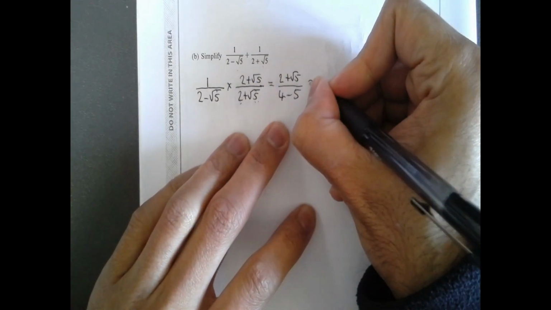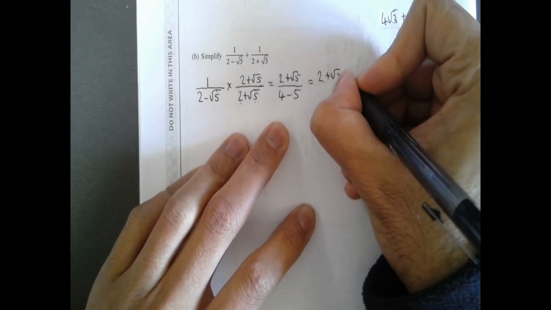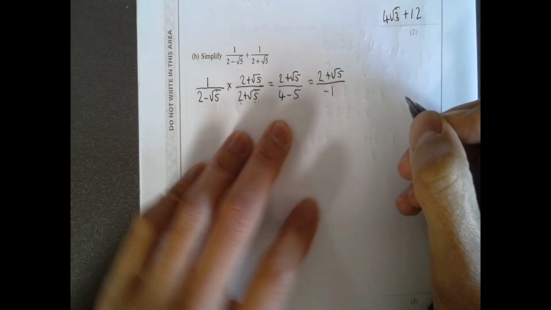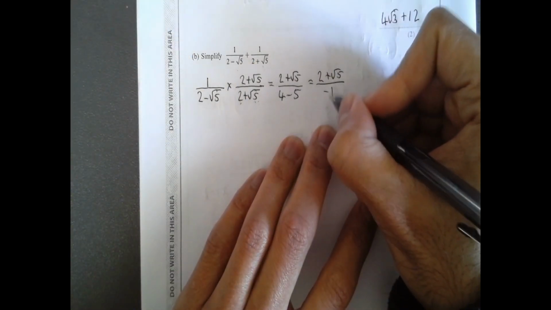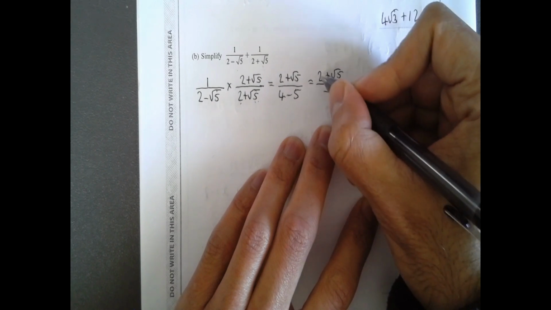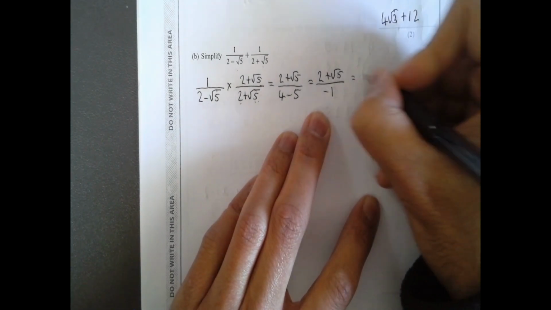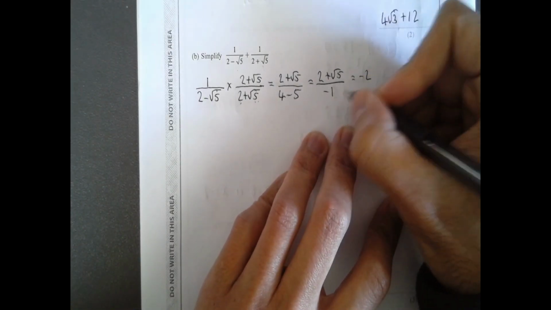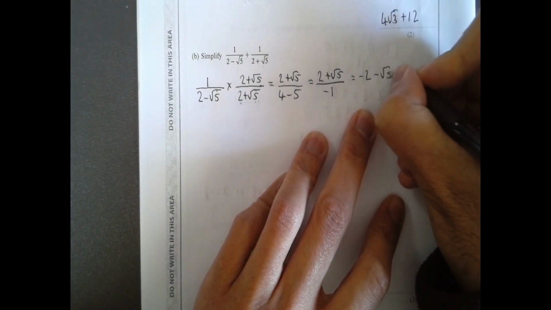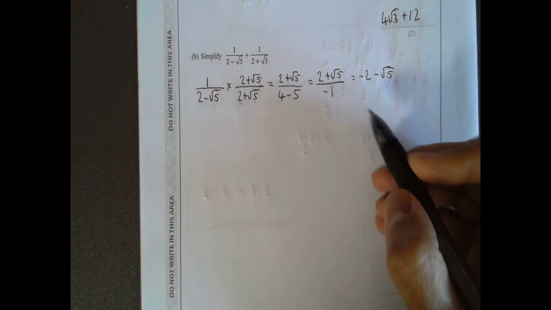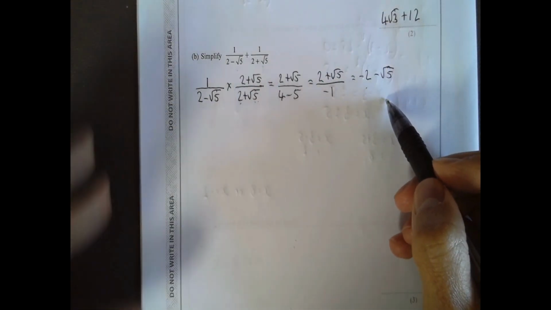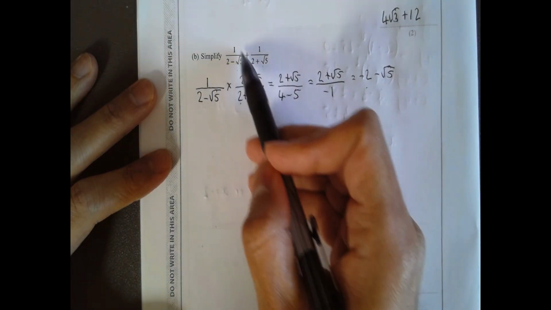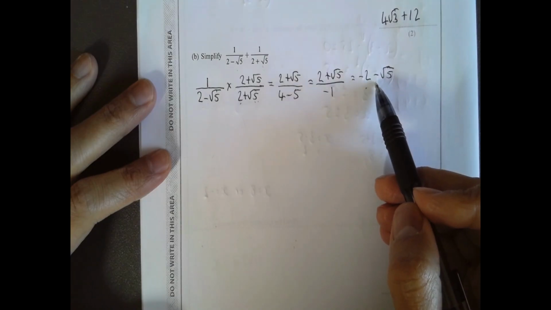Okay, so I'm going to end up with 4 take away 5 on my denominator. That gives me 2 plus root 5 over 4 take away 5, which is negative 1. And I'm just going to tidy this up now, because if I'm dividing by negative 1, then I can divide each of these by negative 1. So 2 divided by negative 1 is going to be negative 2, and root 5 divided by negative 1 is going to be negative root 5. Okay, so I end up with negative 2 take away root 5, and that's what that is going to be the same as. So all I've done is rewritten this, and it's going to be this.